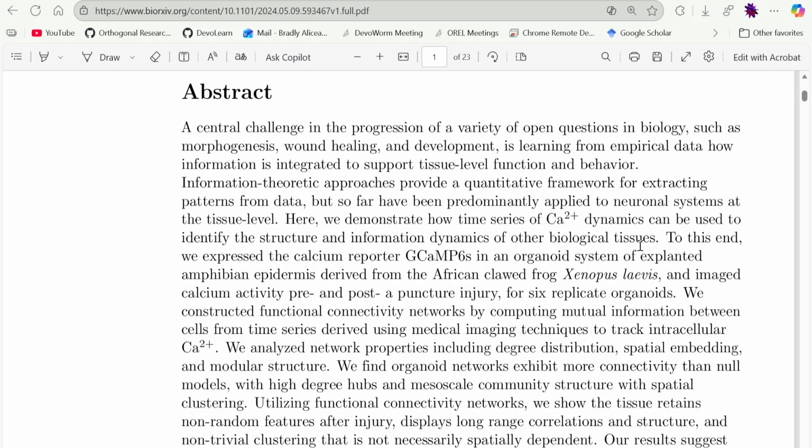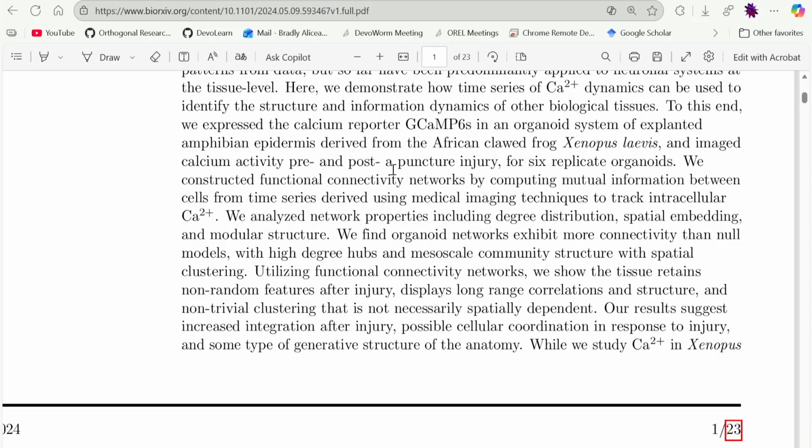So they use a calcium reporter in an organoid system, and they do this in an explanted amphibian epidermis derived from Xenopus laevis. They image the calcium activity pre and post, and a puncture injury is the perturbation. So pre-puncture injury, post-puncture injury, and they do this for 6 replicate organoids. So they're trying to induce regeneration in that tissue.